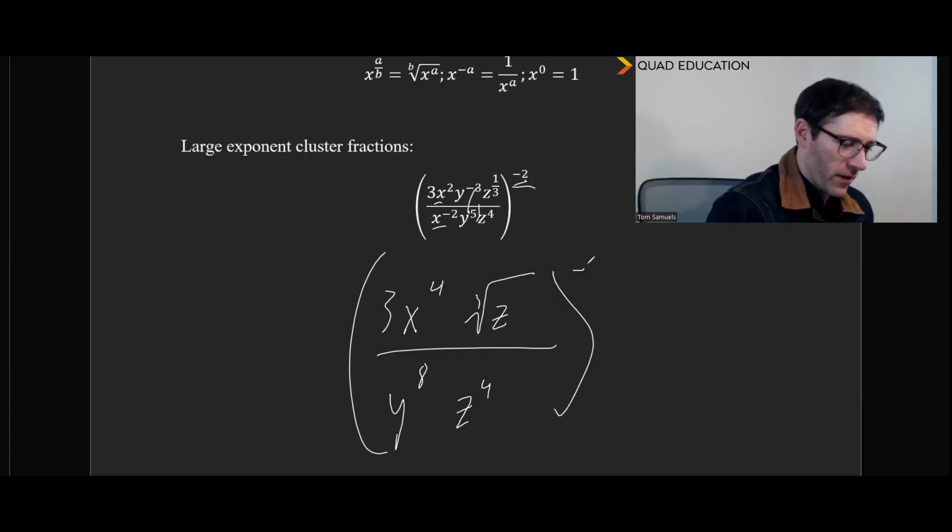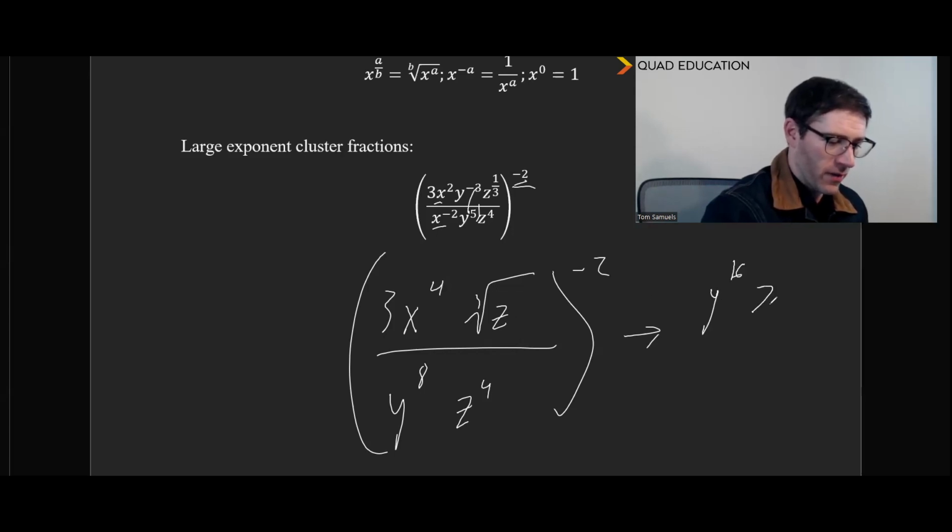We'll keep it this way. And then we're going to raise that to the negative 2, which means flip this and square everything. So on the top here, we're going to have y to the 8th squared, which is y to the 16, and then z to the 4th squared is going to be z to the 8. And then on the bottom, we'll have 3 squared, our only number in there, which is going to be 9.